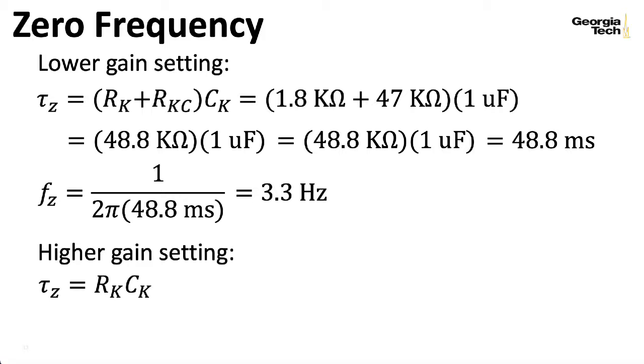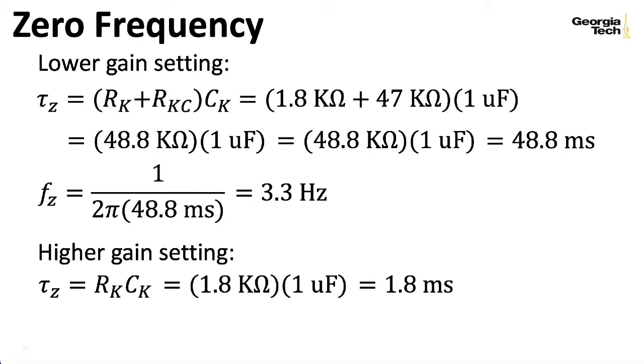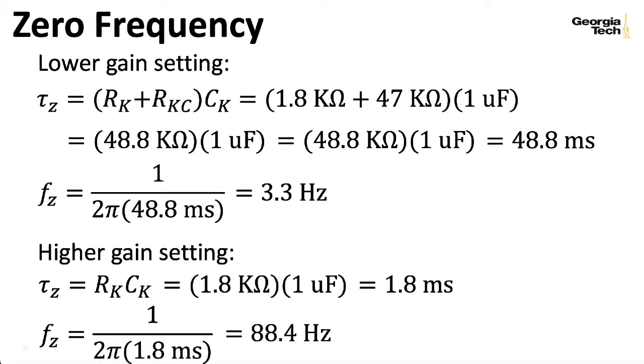Now, what about that higher gain setting? There, the main cathode resistance is included, but we don't have that RKC. So here we have a different story. We wind up with a time constant of like 1.8 milliseconds, and when I compute the corner frequency of the zero for that, I wind up with 88.4 hertz. Now that is interesting because the lowest note on a guitar in standard tuning, that low E, is 82 hertz. So this is playing a slight musical role in this higher gain setting.